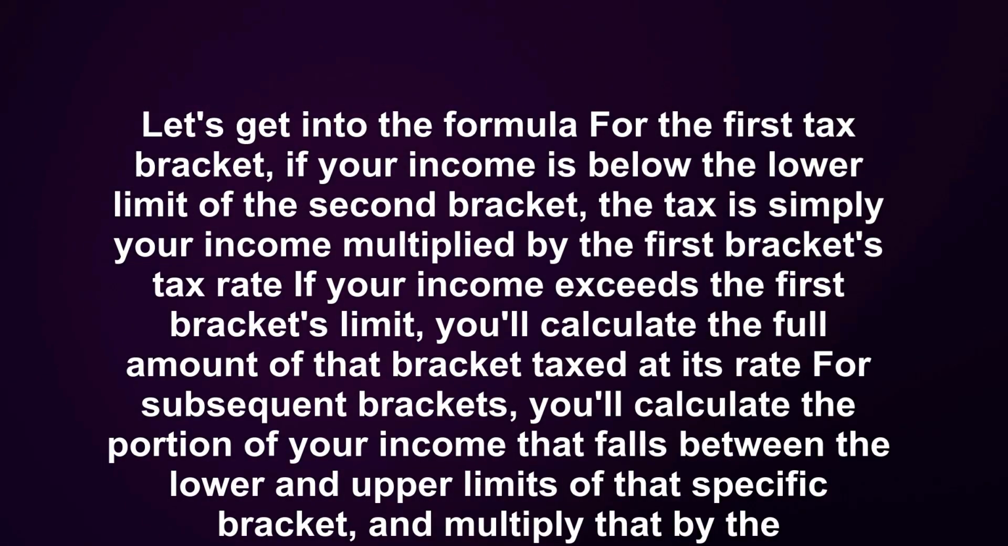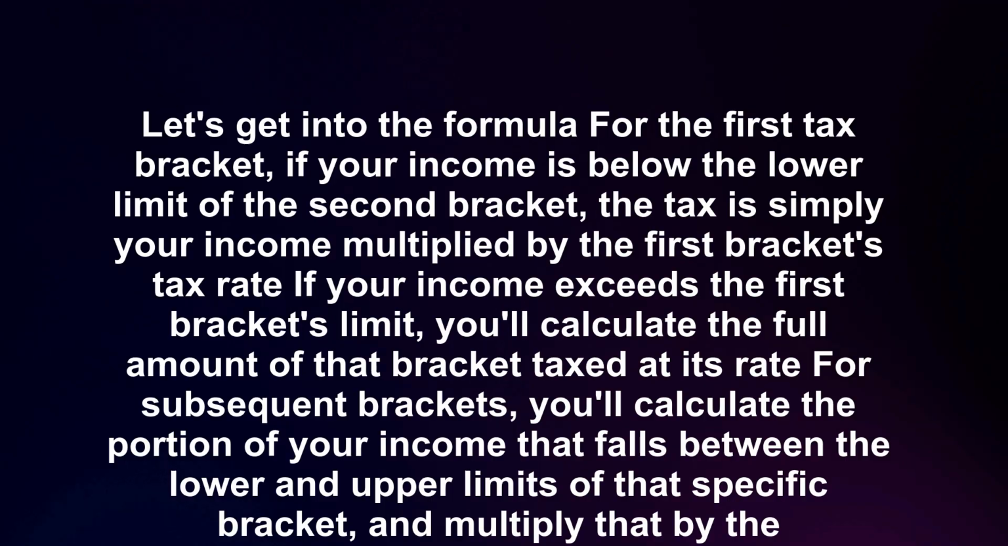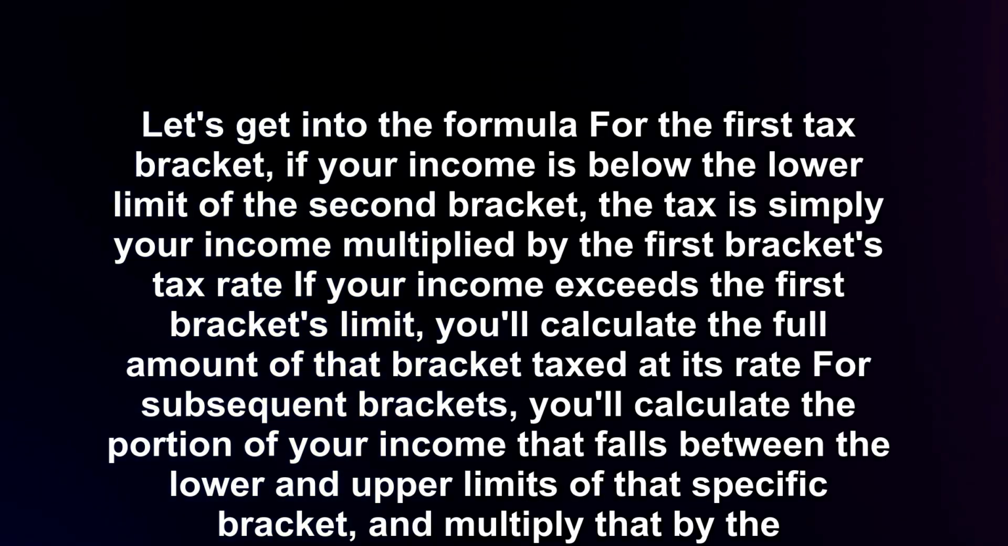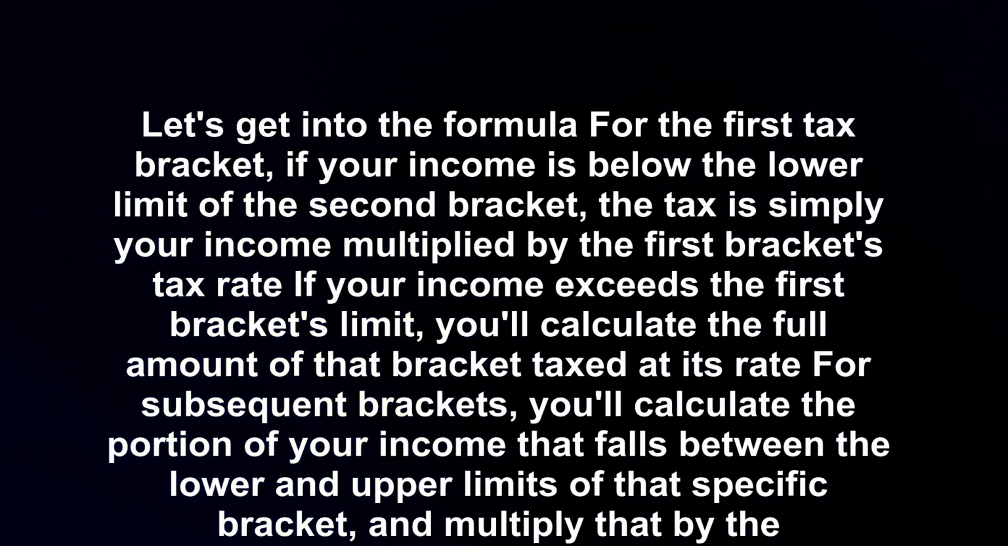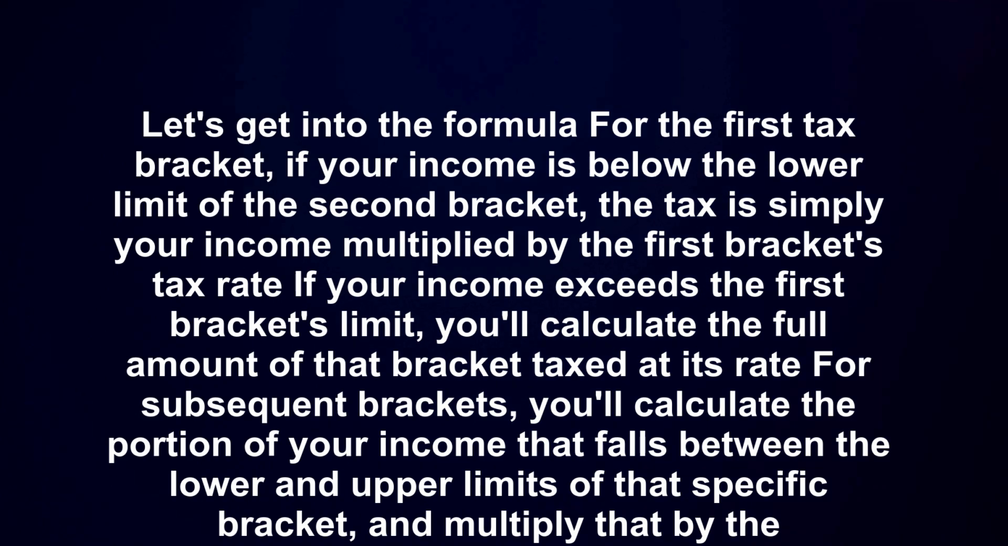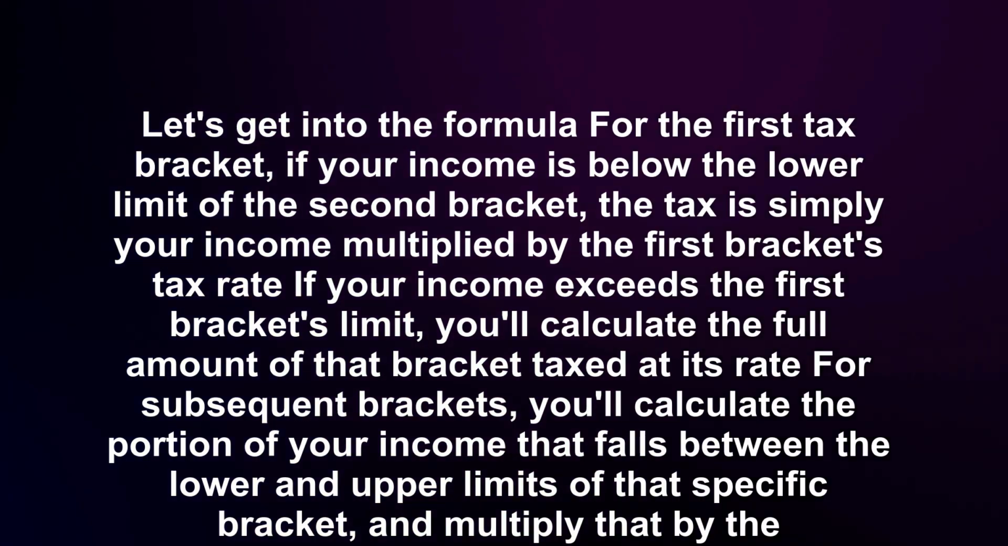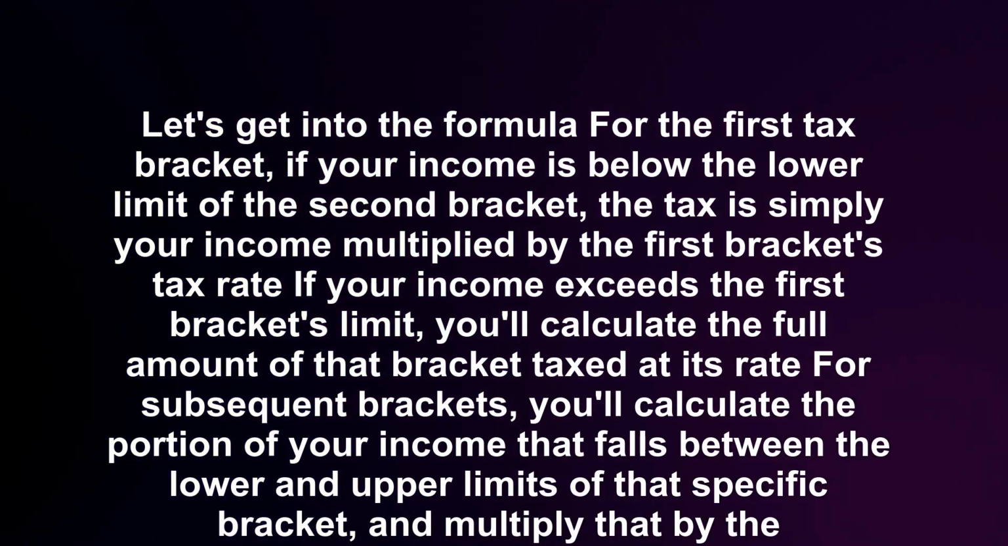If your income exceeds the first bracket's limit, you'll calculate the full amount of that bracket taxed at its rate for subsequent brackets. You'll calculate the portion of your income that falls between the lower and upper limits of that specific bracket, and multiply that by the corresponding tax rate.